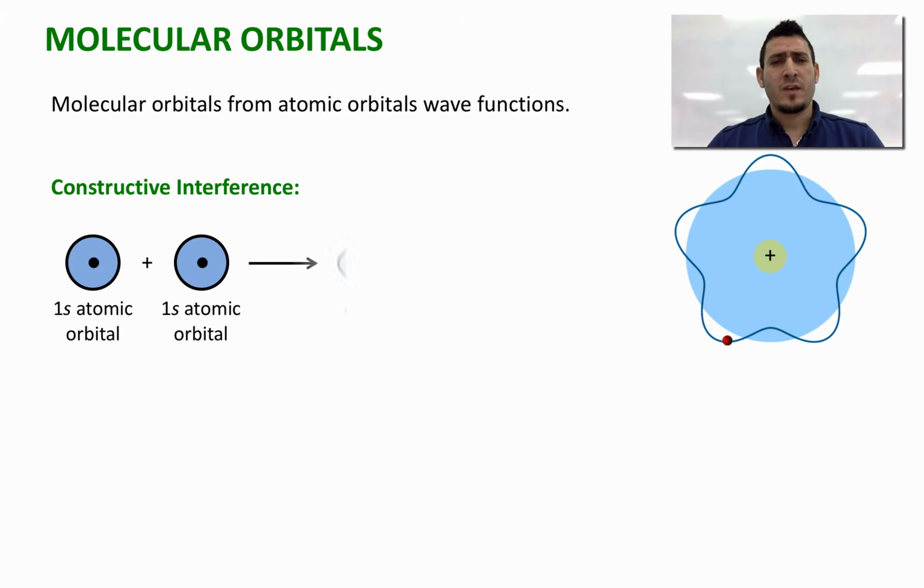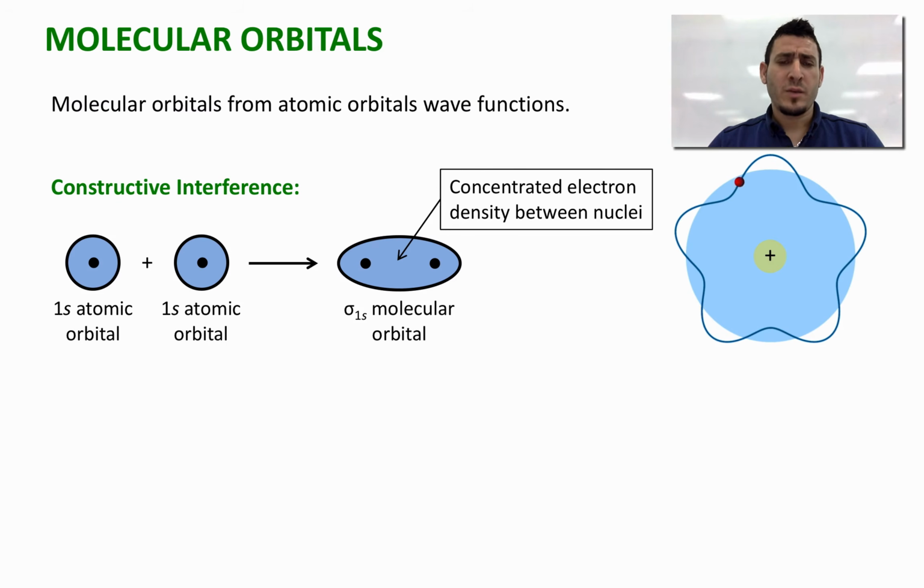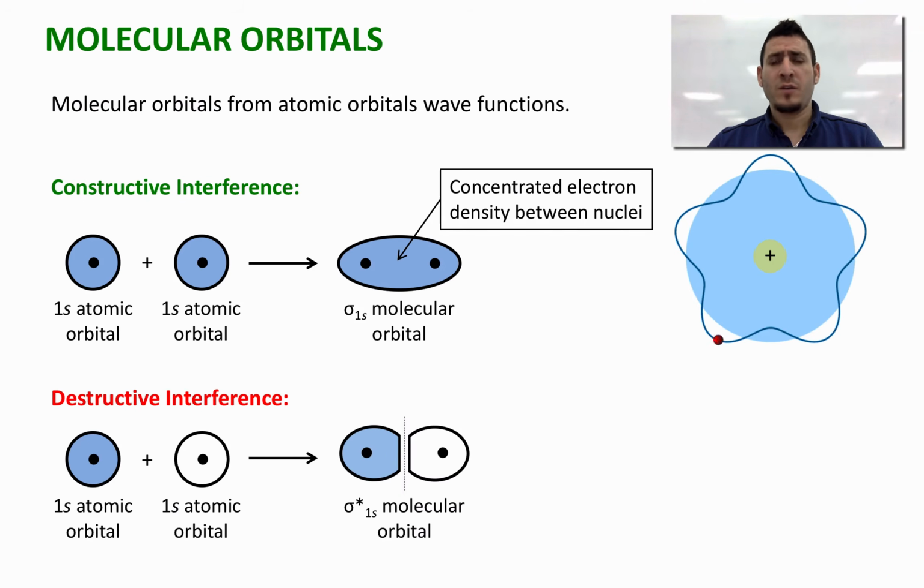Let's consider two 1s atomic orbitals that overlap. If they overlap in phase, they will give a bigger orbital called the molecular orbital, and in this molecular orbital, we can see that the electron density is concentrated between the two nuclei. However, if the atomic orbitals overlap out of phase, the result will be a plane called a nodal plane between the two nuclei, where the electron densities are pushed away from the center, and this nodal plane cannot contain any electrons.